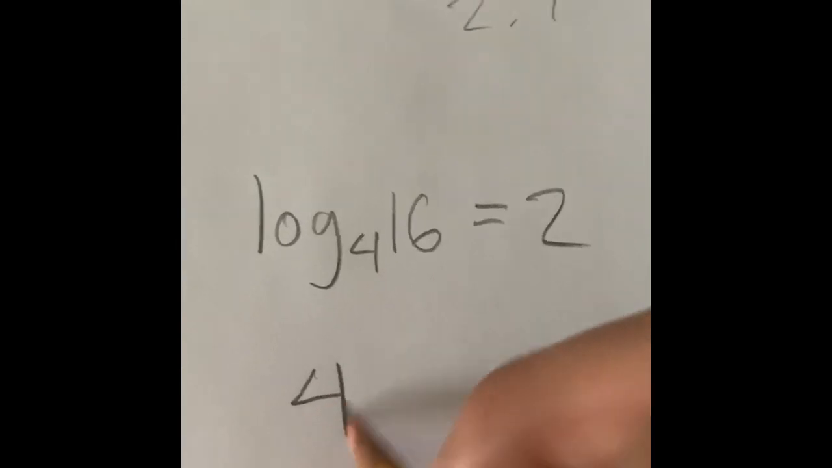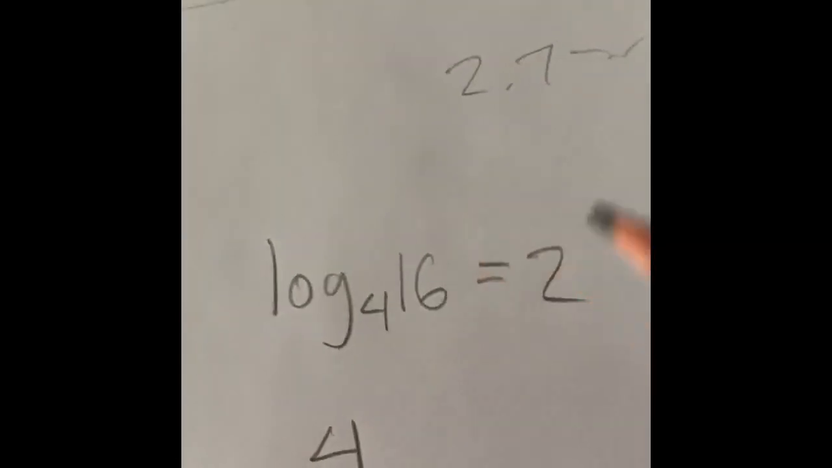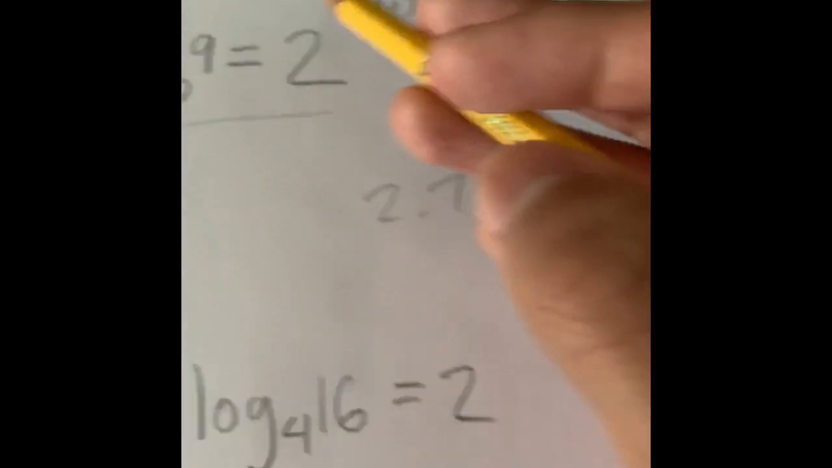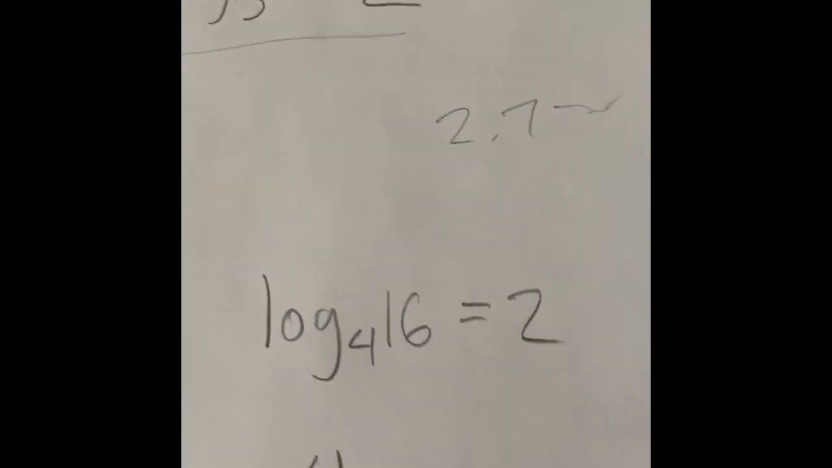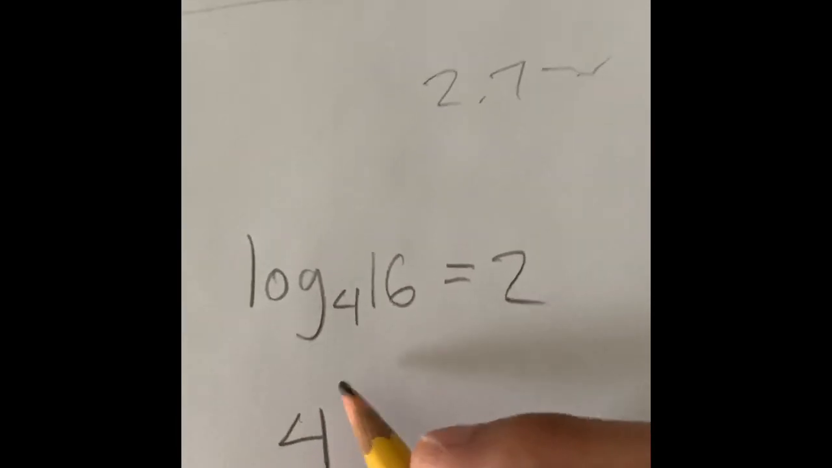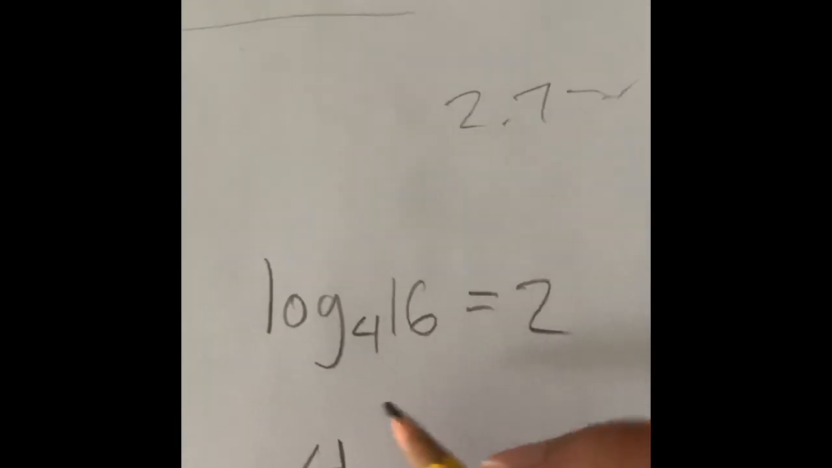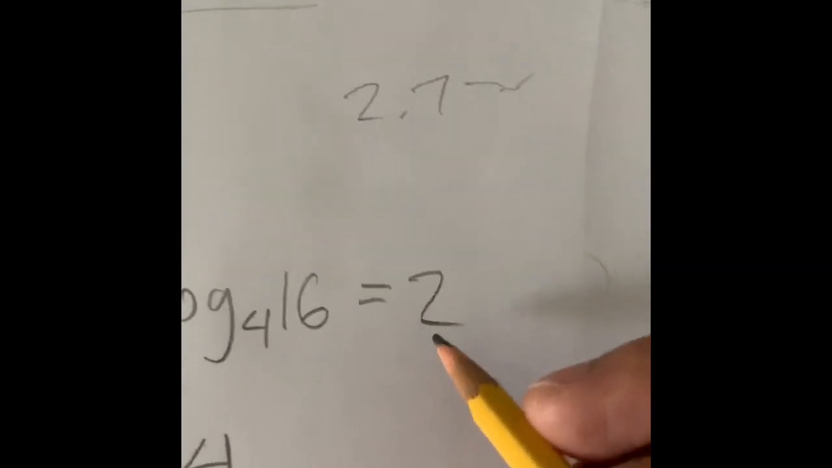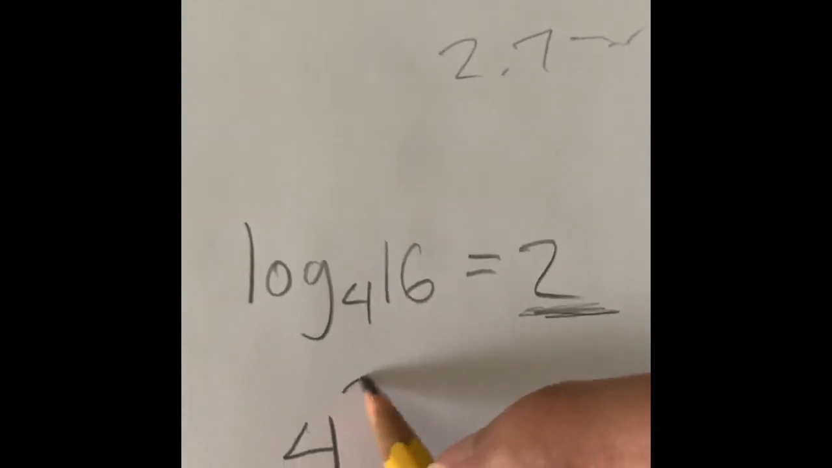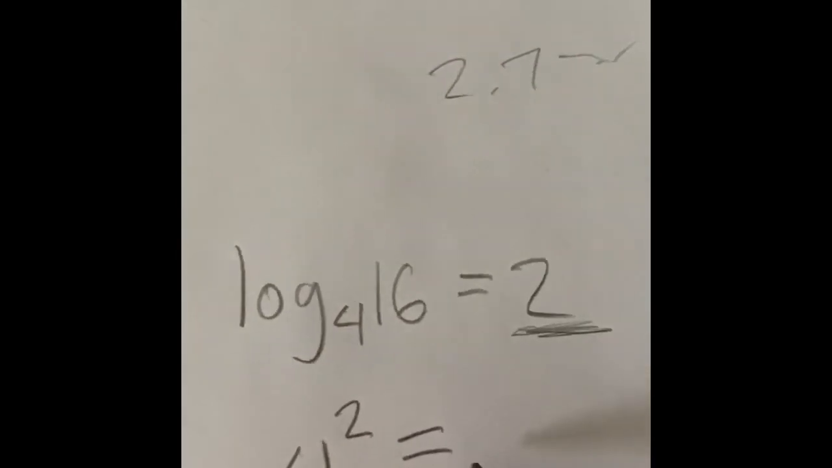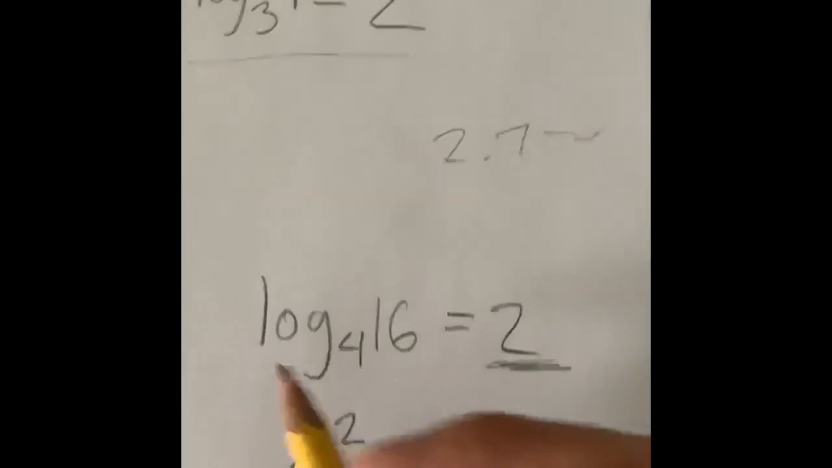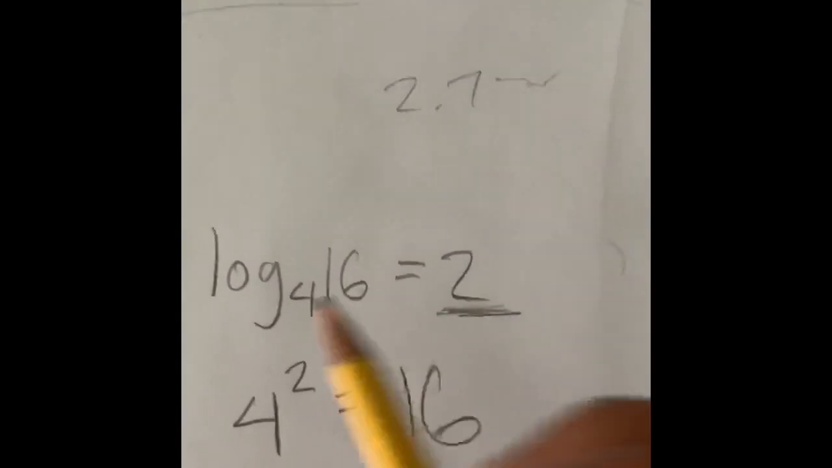This is now we're converting it from logarithmic to exponential form. And vice versa, it would be exponential to logarithmic form if we were doing the opposite way, but we're not. So 4, and now we say what power, since we're going to exponential form, what power is it? 2? Well, it's always going to be equal to the power. So over here, it's 2. So 4 squared equals, what's the result? 16.